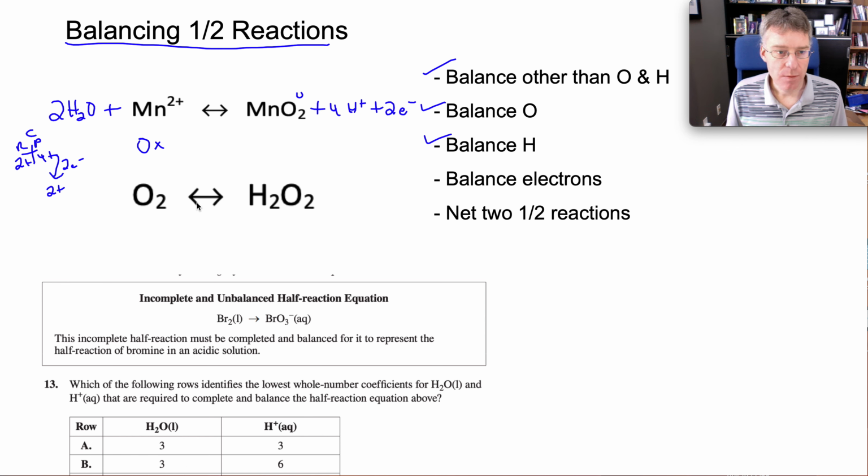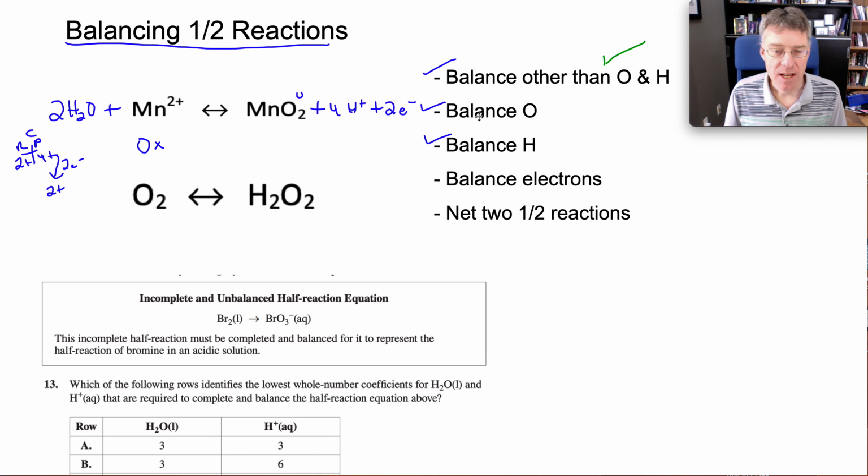Last one of these two. So, back running through these steps. Again, you may want to pause the video, solve it, and then hit unpause and see if you got the right solution. So, balance other than O and H. Well, there's nothing other than O and H, so nothing to do there.